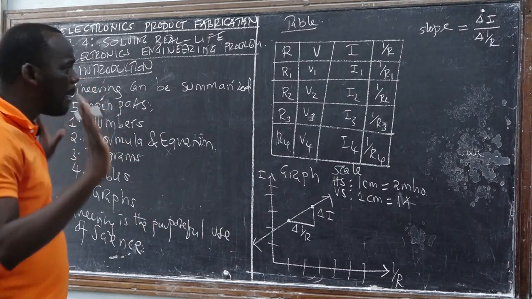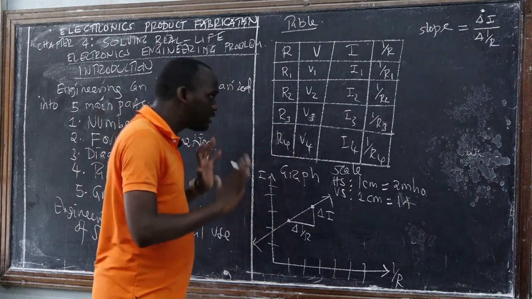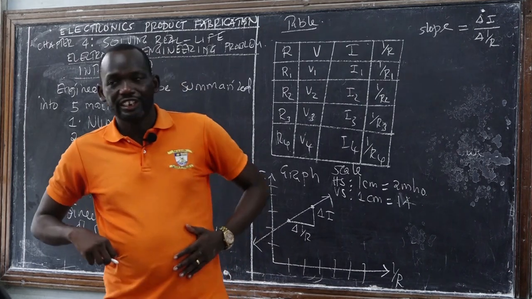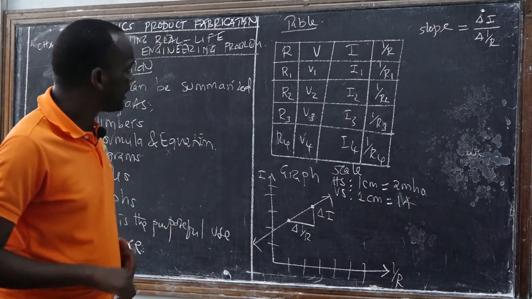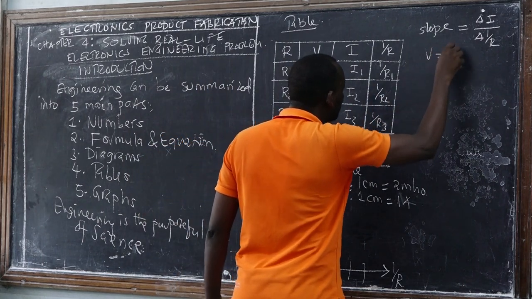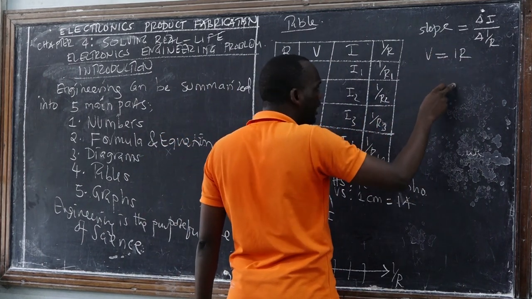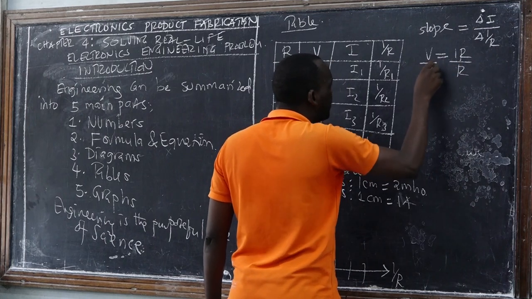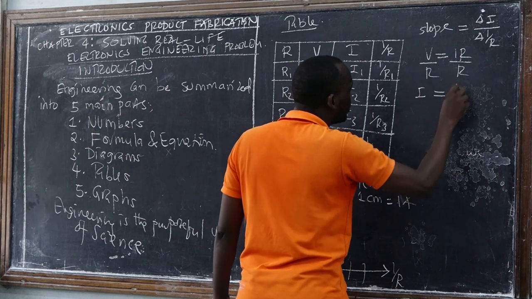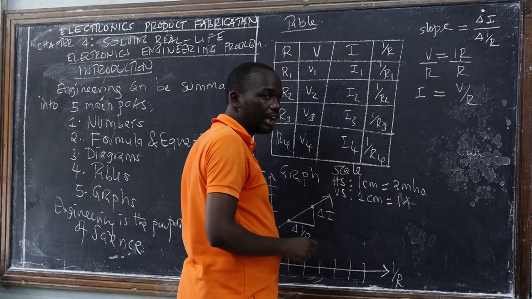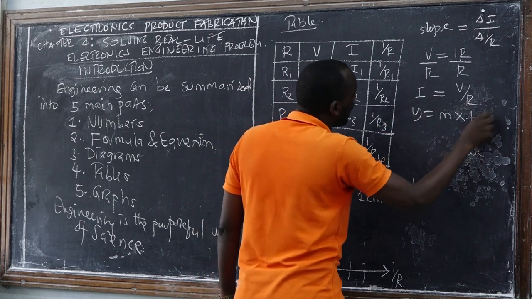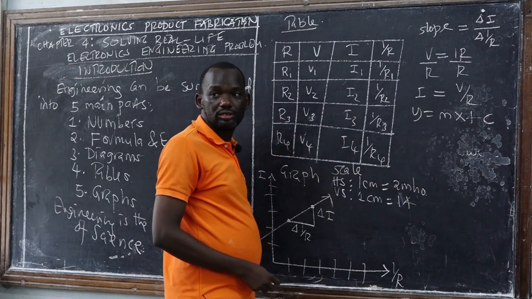Then if you do remember, the next part of the question, you'll be asked to determine maybe something. Once you have a slope, you have to recall Ohm's law. We say that voltage is equal to current times resistance. But here we can make current the subject, so determine, for example, voltage. It means that we can have I is equal to V over R. If you do remember, we used to compare this with mx plus c, the linear equation.